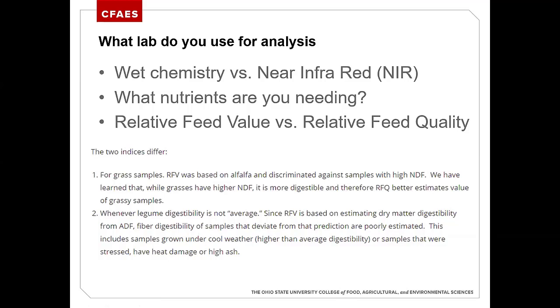Relative feed value has been around for years. For grass samples, that relative feed value, and here what I have in wording, is based on alfalfa, and will discriminate against samples with high NDF, or mostly grass samples. We have learned that while grasses have higher NDF, it is more digestible, and therefore RFQ is a better estimate. This was developed by the University of Wisconsin, and if you get online, there's a real nice fact sheet out there that differentiates between the two.